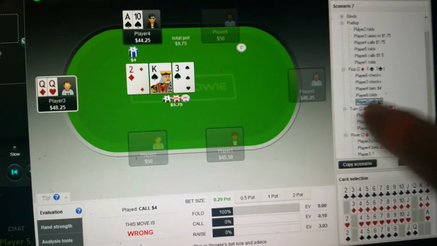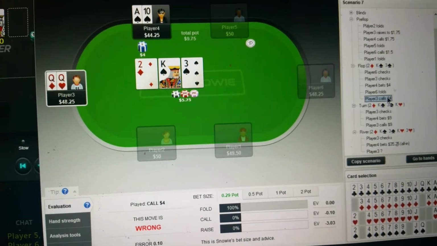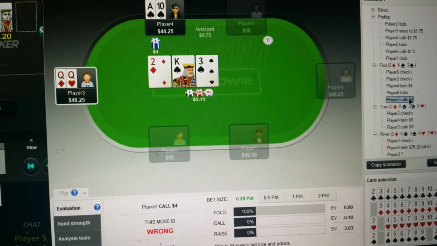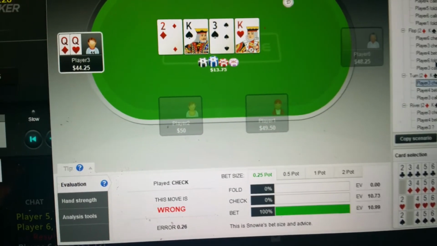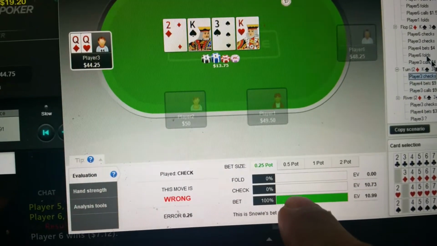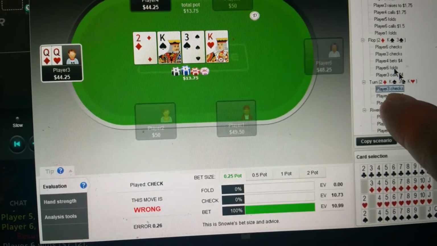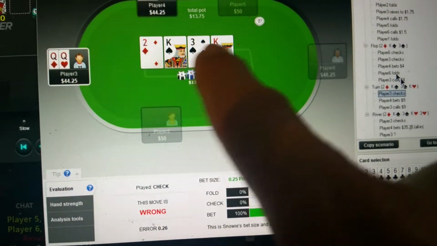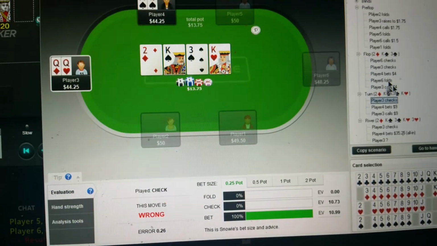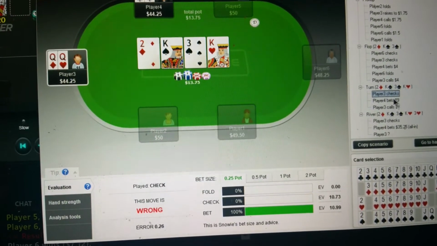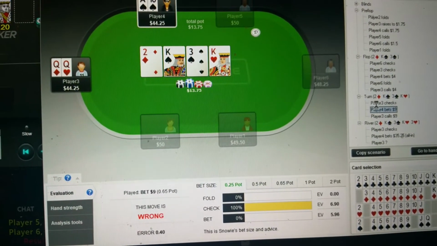Snowy thinks that's a mistake to call right there for the 0.7 pot-sized bet. But anyways, I call. But once the king comes on the turn, I'm supposed to bet quarter pot, but I checked, which is a mistake. It says I'm supposed to bet quarter pot due to the fact that he's less likely to have a king now. And then I check, which is incorrect according to Snowy.